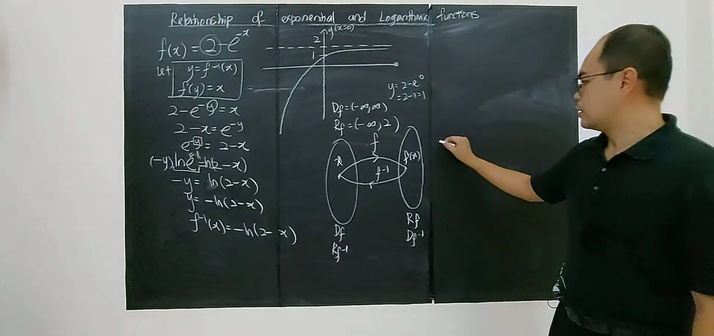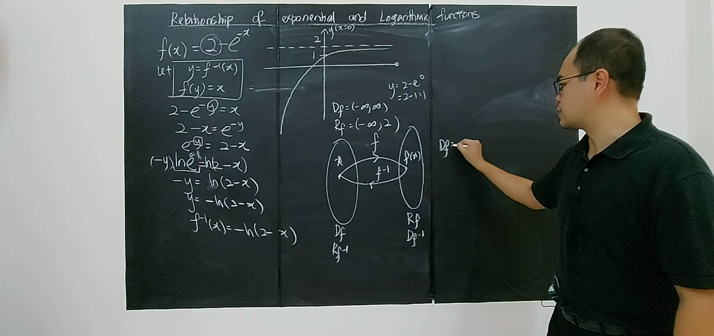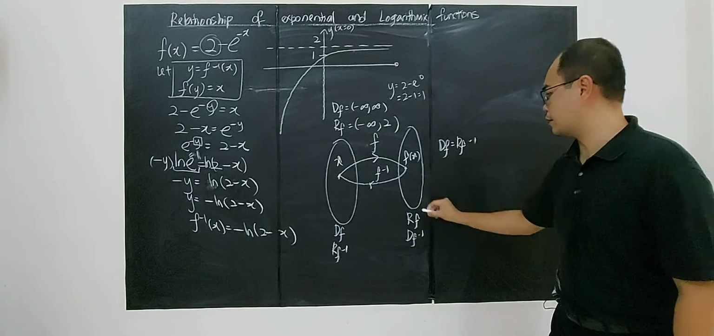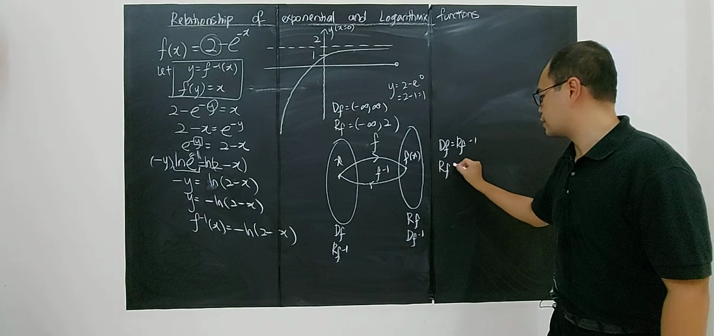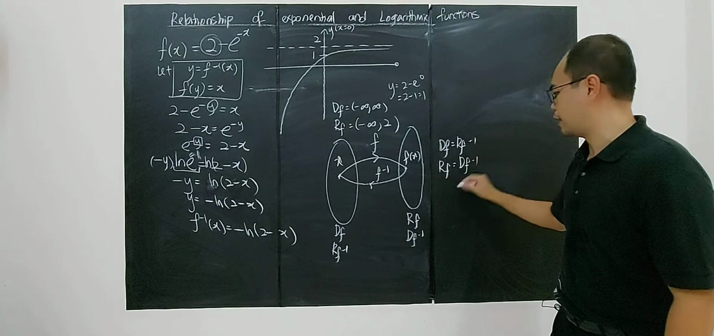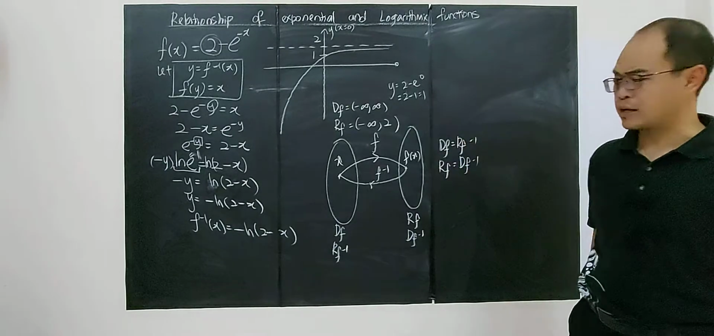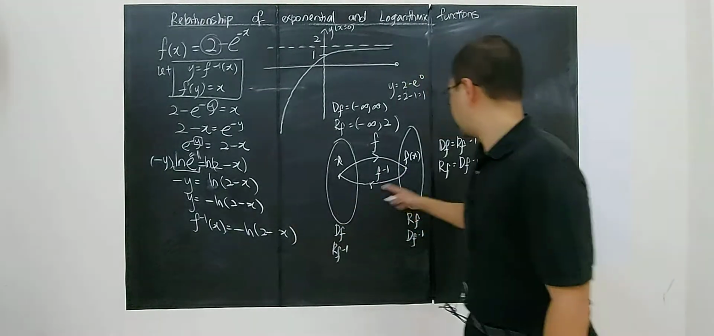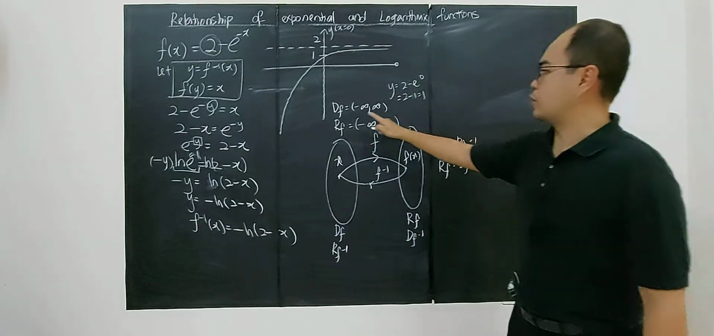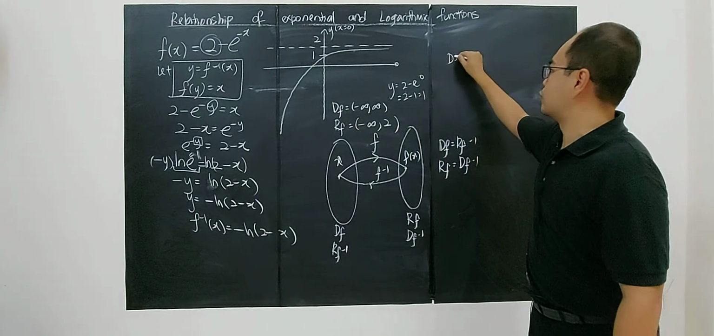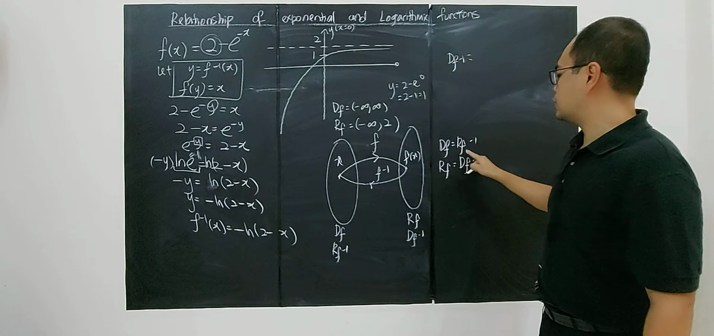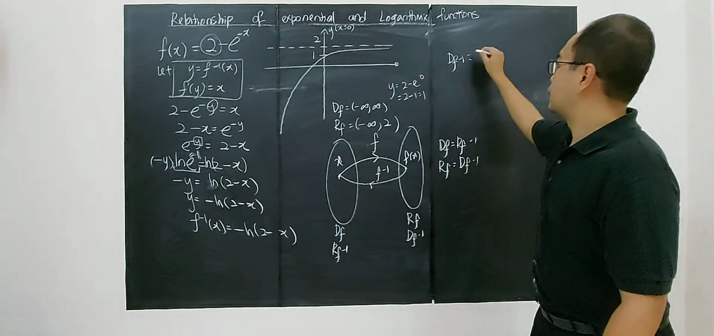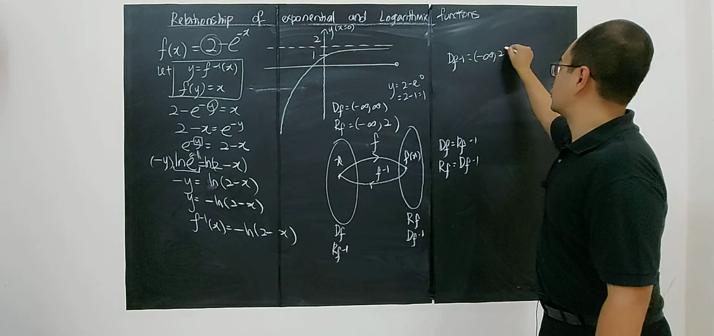So then you know that the domain of f is the same as the range of f inverse, and the range of f is the same as the domain for f inverse, right? And it has to be onto. So if you see that, directly you can know that the domain of f inverse will be the range of f, which is negative infinity up to 2.